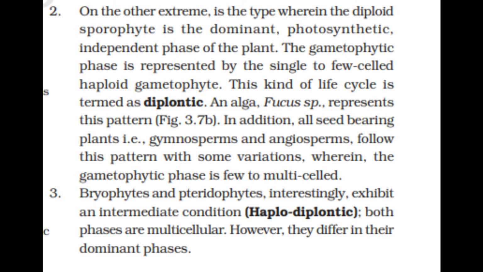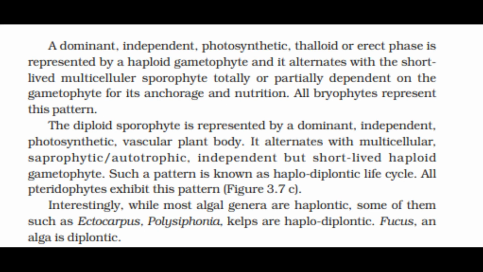Third, bryophytes and pteridophytes interestingly exhibit an intermediate condition, that is haplodiplontic. Both phases are multicellular. However, they differ in their dominant phases. A dominant independent photosynthetic thalloid or erect phase is represented by the haploid gametophyte, and it alternates with the short-lived multicellular sporophyte, totally or partially dependent on the gametophyte for its anchorage and nutrition. All bryophytes represent this pattern.